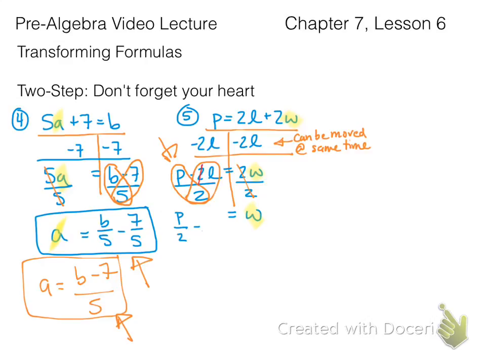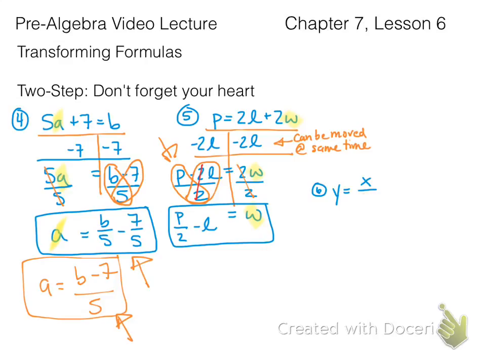So we're going to end up with P over 2 minus L, okay? Because only the 2 next to the L cancels out the L. We still have P divided by 2. So W equals P over 2 minus L.